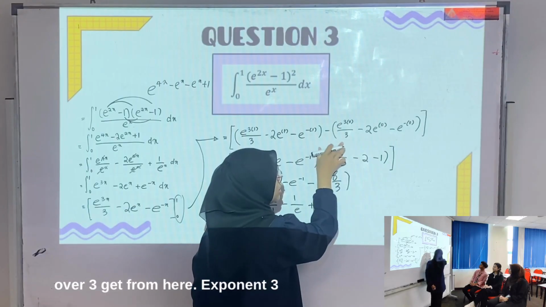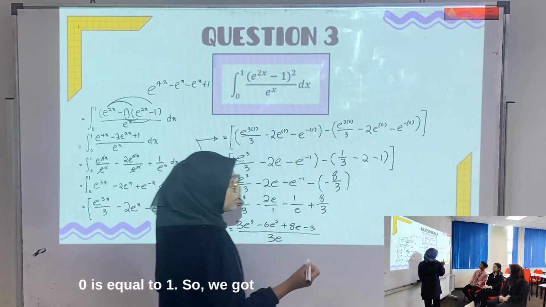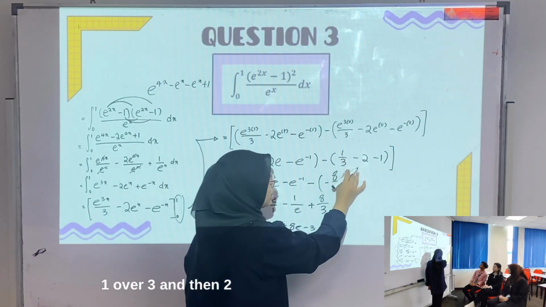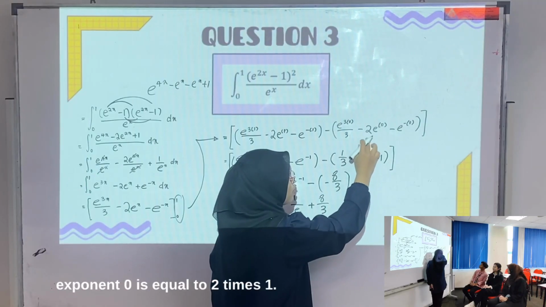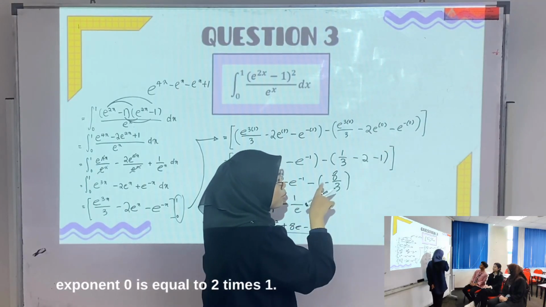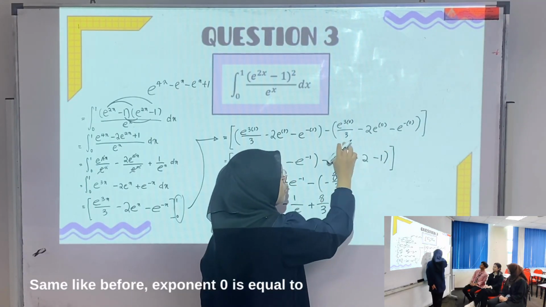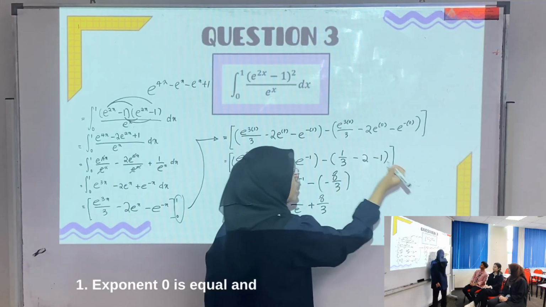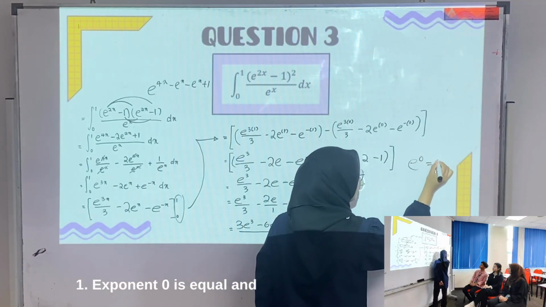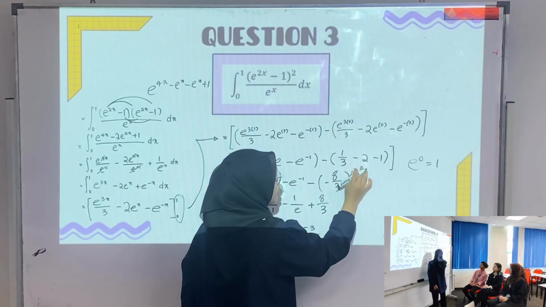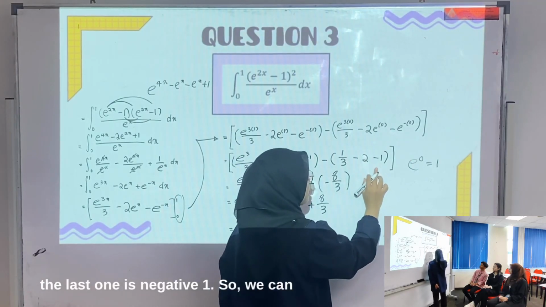Here e to the power of 3 times 0 is equal to 1, so we get 1 over 3. Then 2 times e to the power of 0 is equal to 2 times 1, same as before. Exponent 0 is equal to 1, so we get 2, and the last one is negative 1.